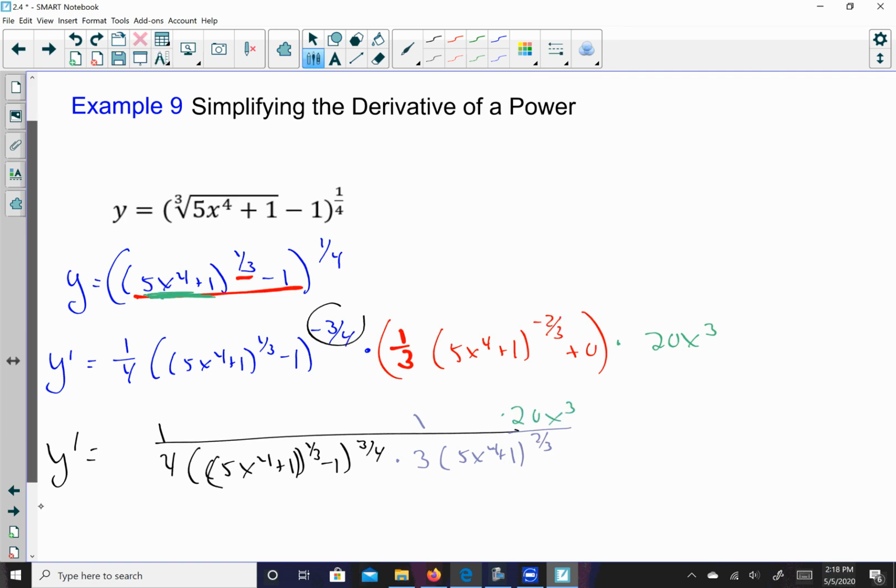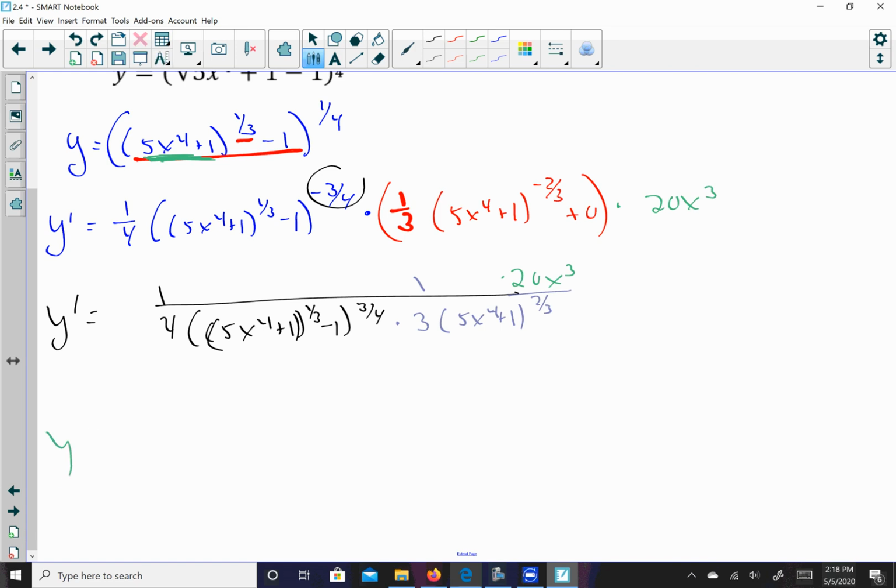So now when I think of this, my derivative is going to be 20x to the 3rd all over the 4 times the 3 is 12. And then I'm going to have 5x to the 4th plus 1 to 1/3 minus 1. This whole thing's raised to the 3/4 times. And then 5x to the 4th plus 1 to the 2/3.